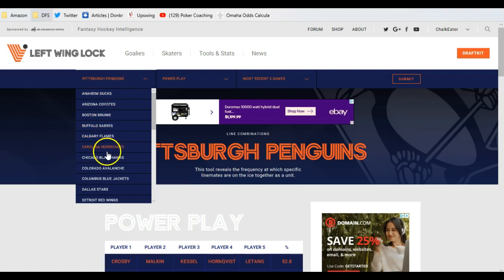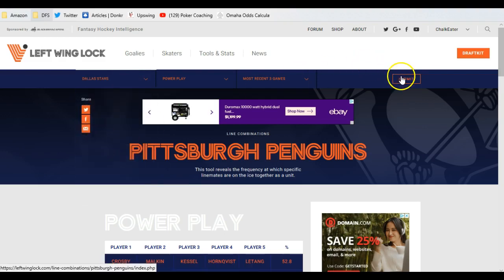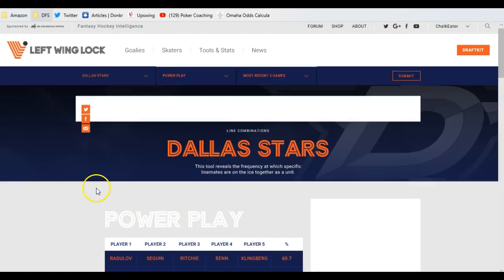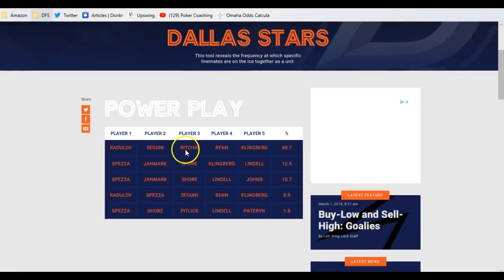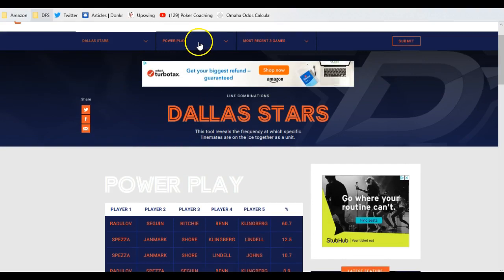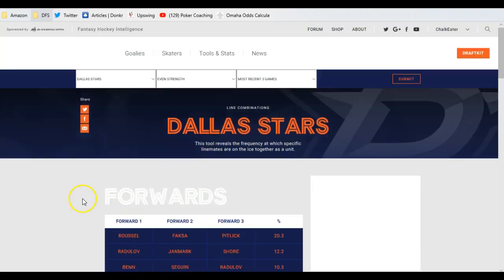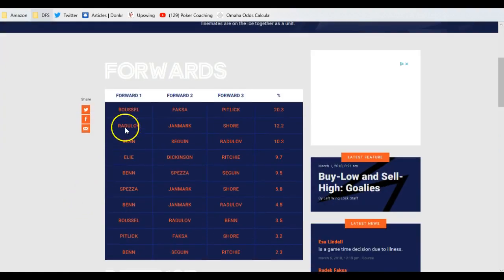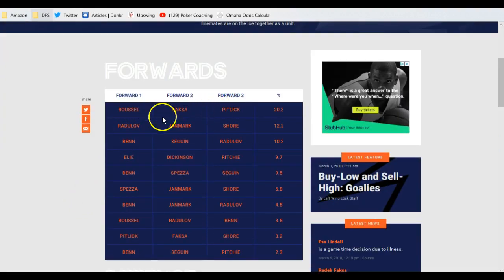Let's say I wanted to see, what was the other one? Let's see Dallas Stars tonight. How have they been running their power play lately? Radulov, Seguin, Ritchie, power play 1, 60% of the time over the last 3 games. So is he on the power play 1? I'd say so. If I wanted to see the regular even strength lines, I'd go back to even strength last 3 games. Submit. This is going to tell me that this is the third line, but they're together a lot.